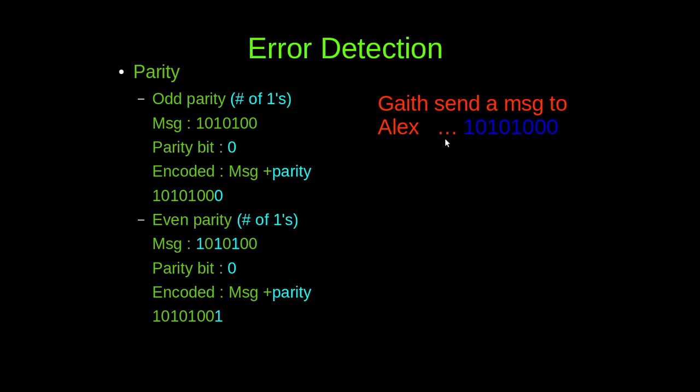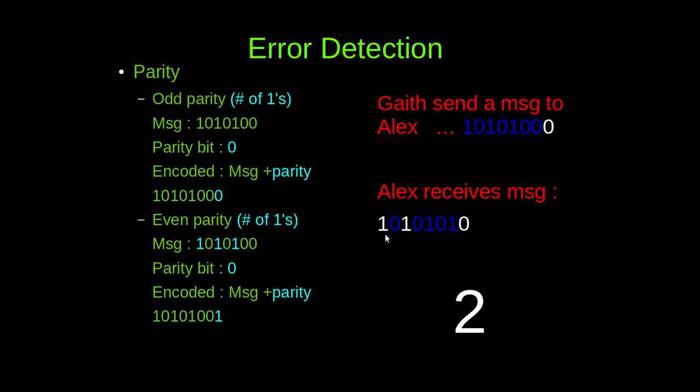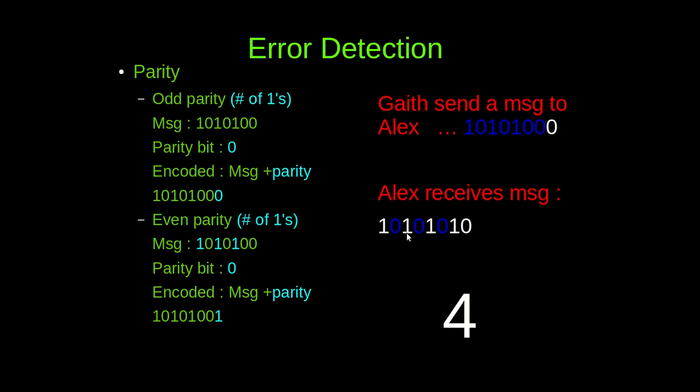So let's see this. Gaith sends a message to Alex. Here's the message. I append the 0. Alex receives the message, which has one bit wrong. Alex counts the number of ones: 1, 2, 3, 4, and he has a 0 here, and he knows we're using odd parity, so he has to have a 1 here to make it 5 ones, odd parity.